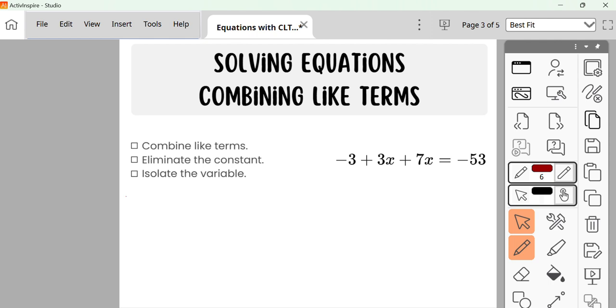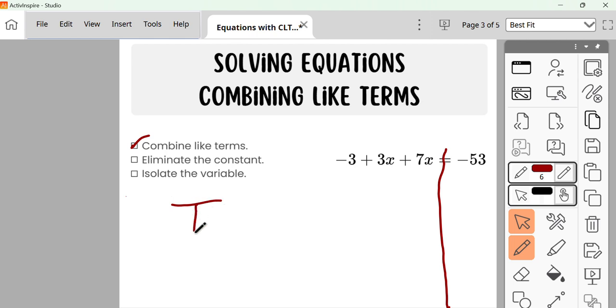Now we're going to go ahead and do one more. We're going to solve this equation by combining like terms. How do I know it's an equation? It has an equal sign. I'm going to draw that line. Then I look to the left and I see, wow, we've got a -3, a +3x, and a +7x. So we've got to combine some terms. On the right is -53, so it doesn't need to be combined.